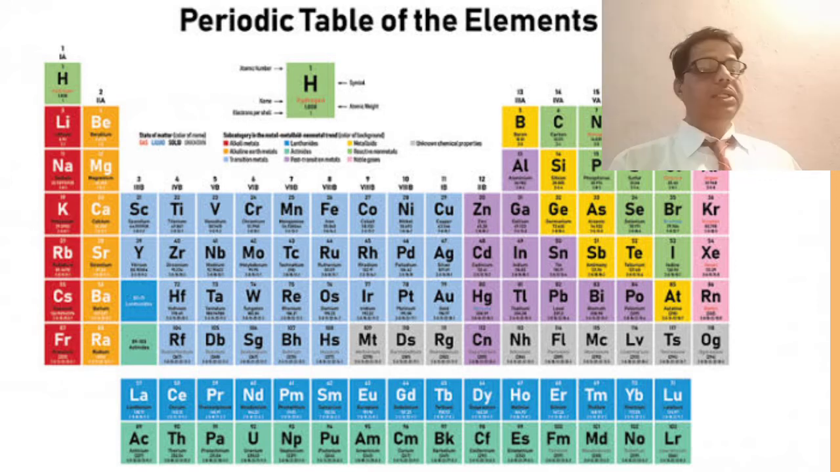Now students, we move towards the next point of transition and inner transition elements, that is position in the periodic table. As we see in the given periodic table, they are placed in periods number 4 to 7, that is, in period 4 the 3d series, in period 5 the 4d series, in period 6 the 5d series, and in period 7 the 6d series is placed.